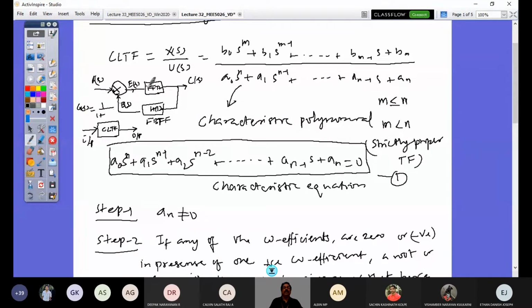So this is your output-input relation, that means C of S by R of S. That would be G of S by 1 plus G of S into H of S. So this is the transfer function, and it is given by this for a generic case. So keep that in mind. You should not get confused with that.